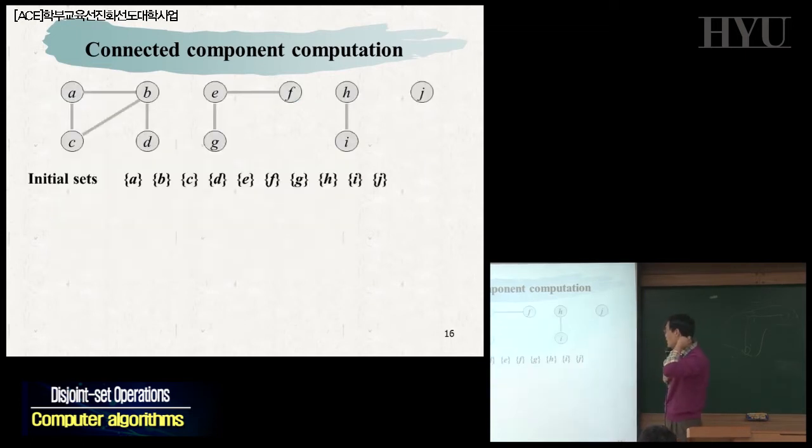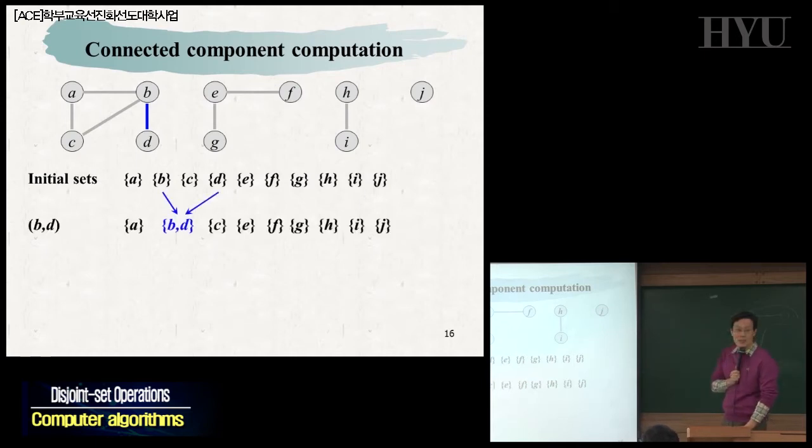Okay, then let me show you an example using the pseudocode. Initially, we have 1, 2, 3, 4, 5, 6, 7, 8, 9, 10 sets, and each set has each vertex. So first, we use this edge between B and D. Then, because B and D are in different sets, the two sets are united.